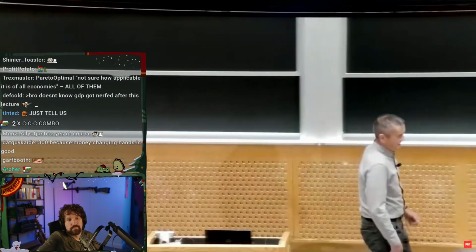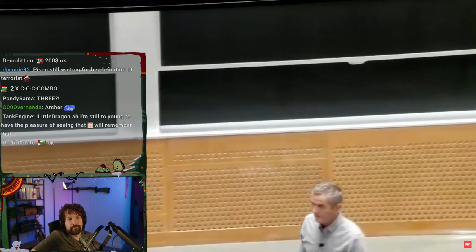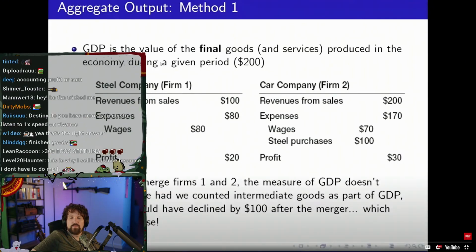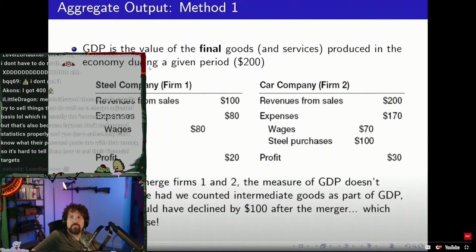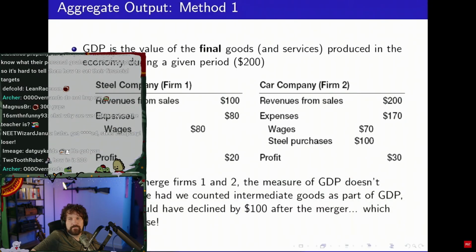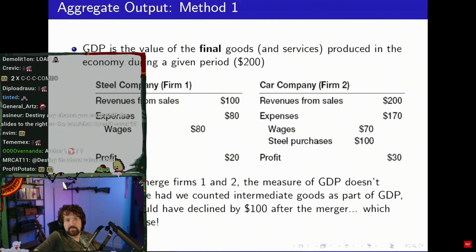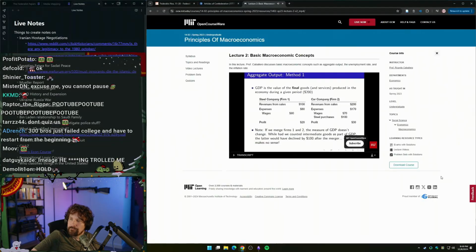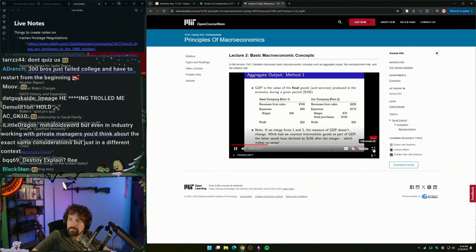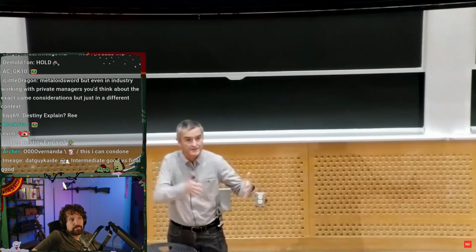So method one, and all these methods are used, and they're used to check each other to compute GDP. So method one is what I said here, final goods. GDP is the value of the final goods and services produced in the economy during a given period of time. Notice that GDP is a concept of a flow. It's something you produce in a year. That's the reason you say the GDP of the US in 2022 was $23 trillion. It's in a year.